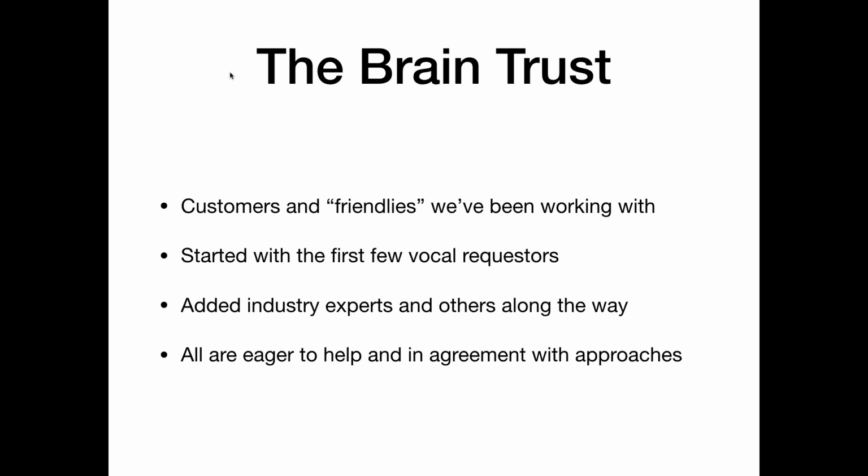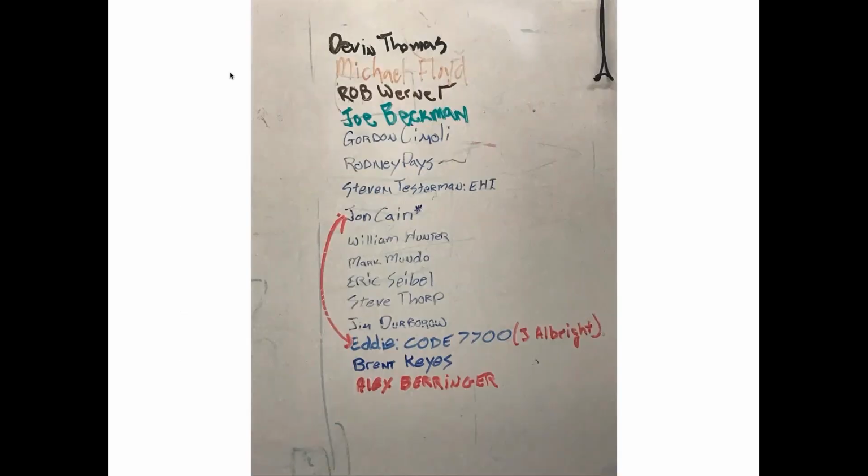It's about 20 people, and these are the people that helped us flesh out the original approach and some of the look and feel and some of the symbology and so forth. We've been very grateful to them. Here's a quick snapshot from our whiteboard of the state of the Brain Trust a few weeks ago.